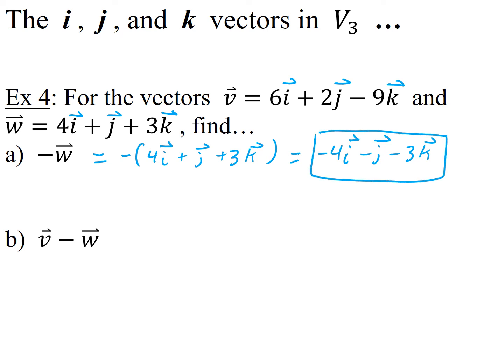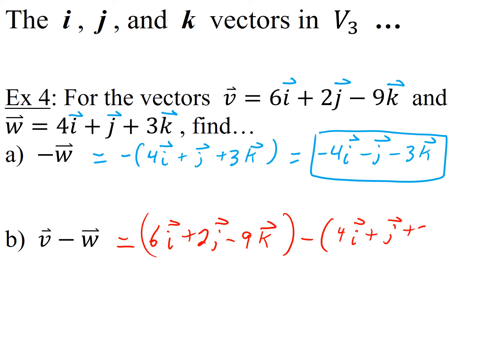The second one says to subtract the vectors. So I'm just going to go ahead and write what v is. So v is 6i plus 2j minus 9k. You can do that minus 4i plus j plus 3k. And you're just going to subtract, the way you normally know how to subtract. You distribute this minus sign through, and then you add, or you can just subtract corresponding numbers.